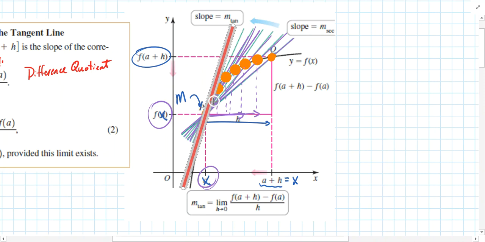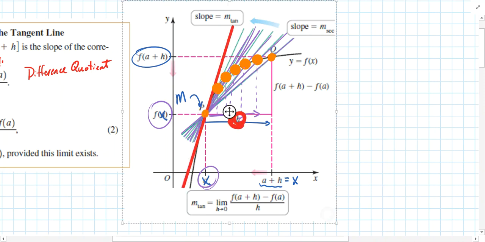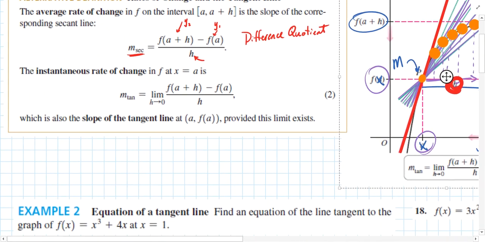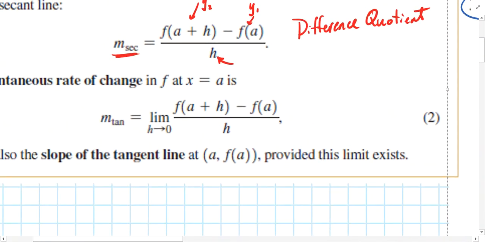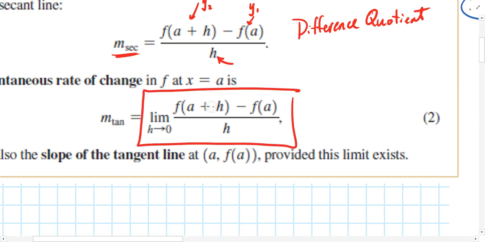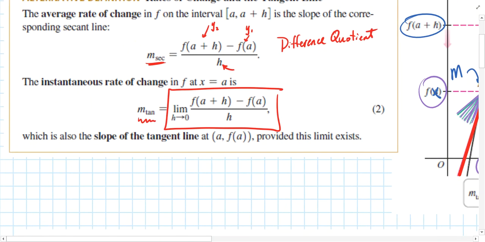All these purple lines get to be better and better approximations, and we're achieving that by reducing the size of h. We're trying to reduce h towards 0. That's why our difference quotient, when included with the limit notation, as h approaches 0, is going to represent the slope of the tangent line at that point. And that point in this definition is a comma f of a. Last week, as we were talking about this, we were using x and f of x.